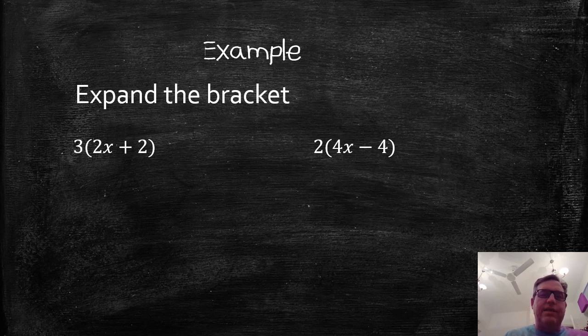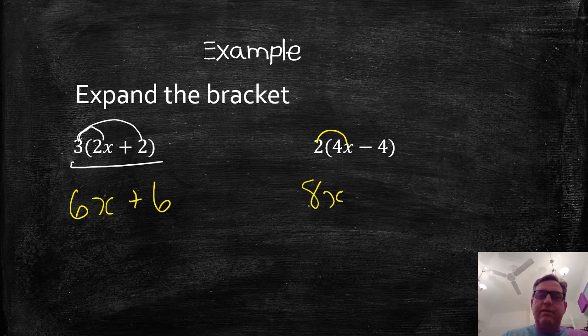Okay, same thing, quick example. I need to multiply what's outside. The first expression says 3 times the bracket 2x plus 2. So I have to do what's outside by everything inside. 3 times 2x, 3 times 2. 3 times 2x is 6x, 3 times 2 is 6. The next example, I need to do 2 times 4x, which is 8x. And I need to do 2 times negative 4, which is negative 8.